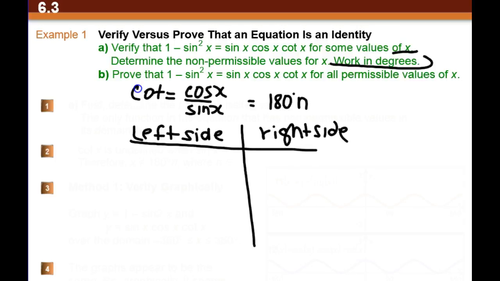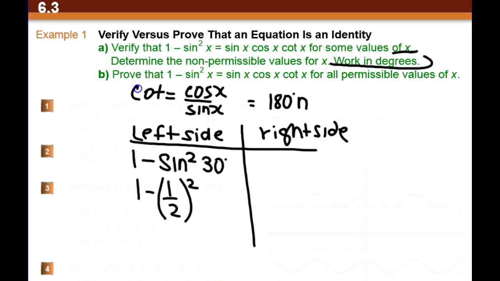Okay, so if we put 30 degrees in this question, on this side we have 1 minus sine squared, and we'll put 30 degrees in there. Okay, so remember, if we looked on our unit circle, sine 30 is a half. If we did our special triangles, opposite over hypotenuse, we'd get a half. Okay, so this one, instead of writing sine 30, we'll put the value of what sine 30 is, and make sure we put the squared because sine was squared.